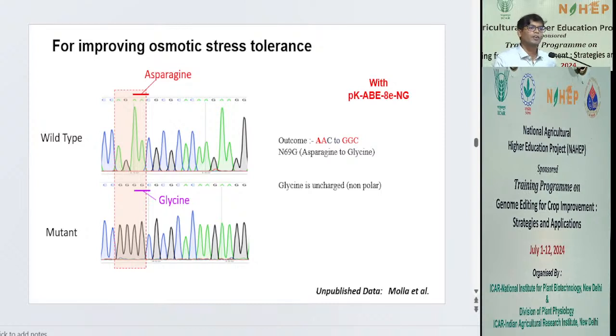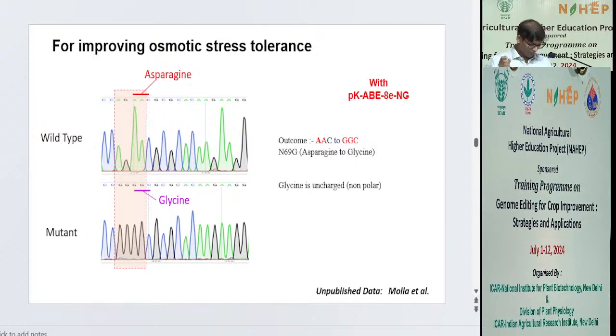Now what modification have we done? We tried to change asparagine to aspartic acid, but we got asparagine to glycine. So it is a novel allele that does not exist in nature, but we have created it, and we have to phenotype it to see whether it gives the resistant phenotype or not. That needs to be told only after experimentation.